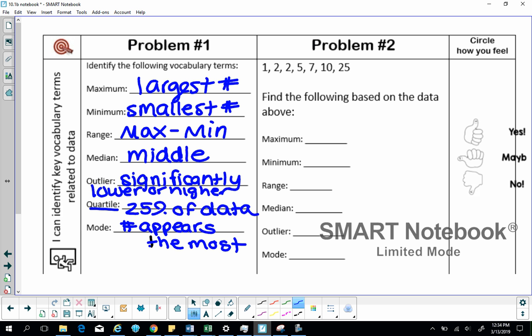Beautiful. So for this one, what's the max? 25. What's the min? Range? 24. Median?